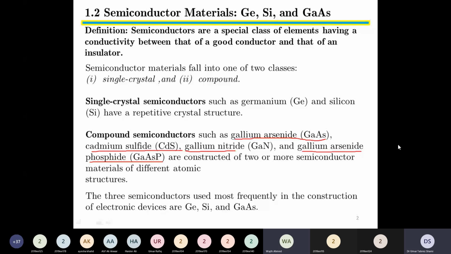In such cases, silicon or germanium crystal structures give much better performance. I am saying they give much better performance, meaning that it is not impossible to make a diode out of gallium arsenide. No, it is possible, but the performance will far exceed compound semiconductors.